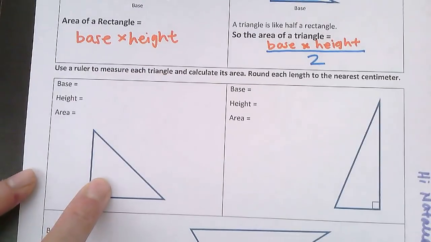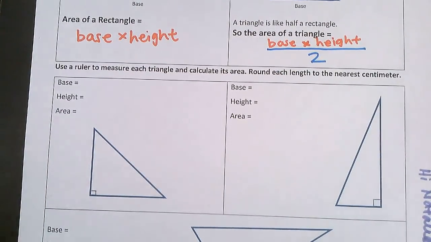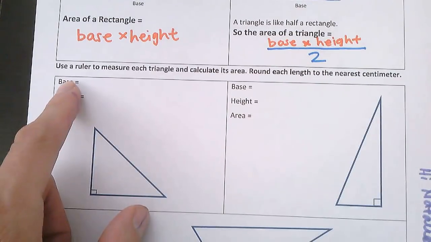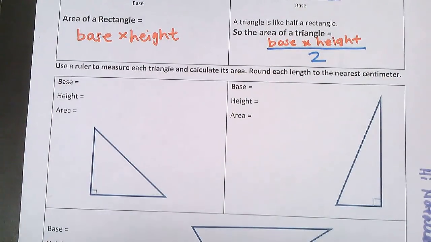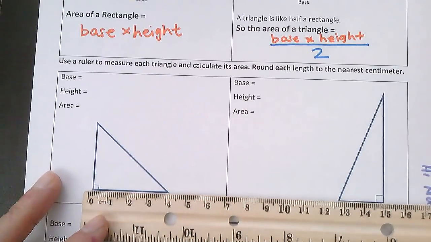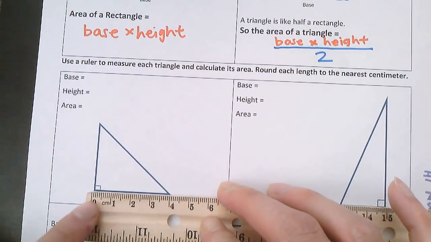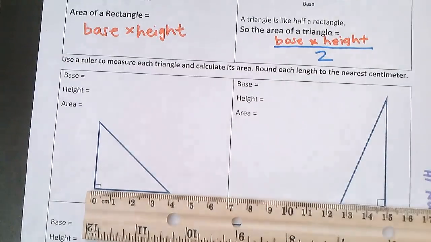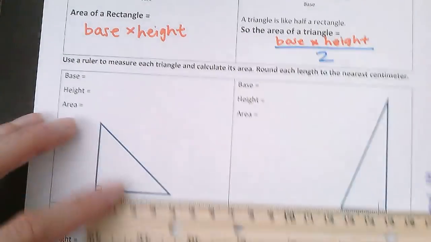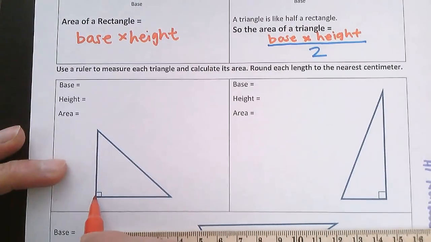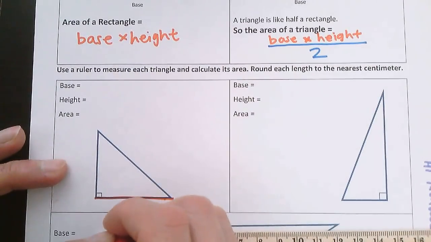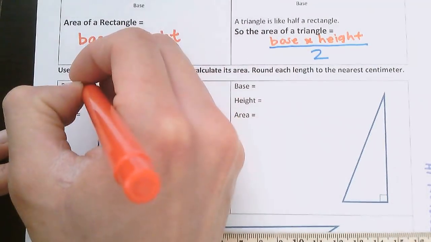Take a look at this triangle right here. We're going to get our ruler and then we're going to measure it. Let's start with the base. The base is the bottom part. We're going to round it to the nearest centimeter. So that's going from 0 to 4. So this base right here, that is 4 centimeters. Put 4 centimeters here.